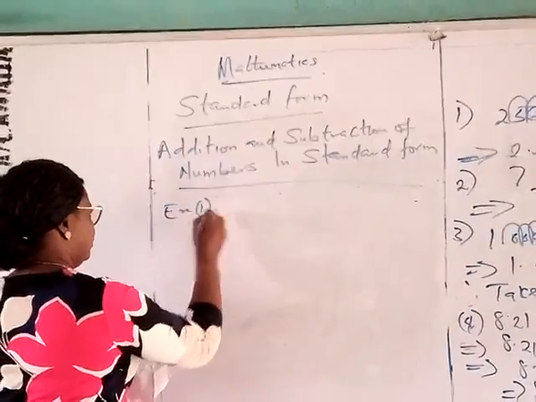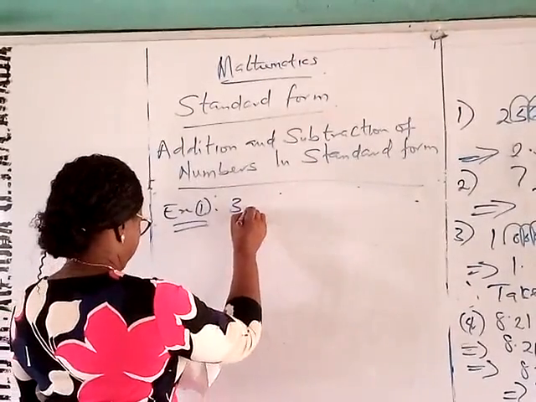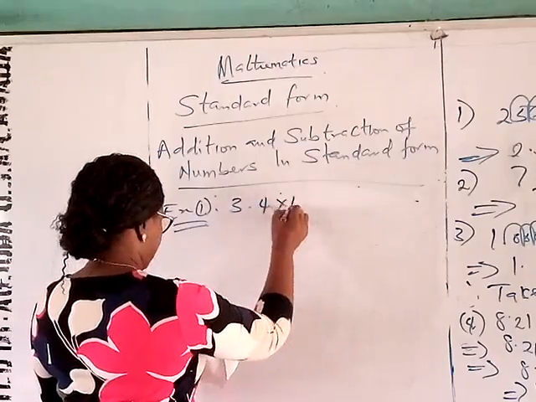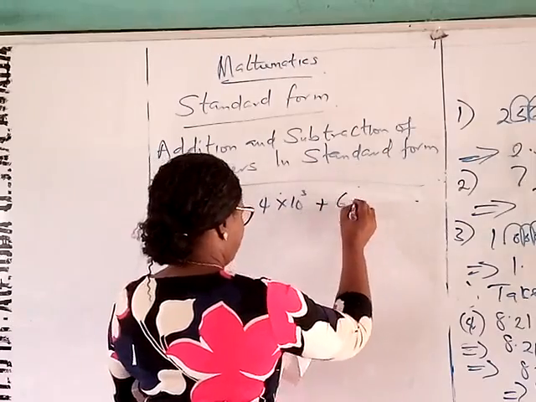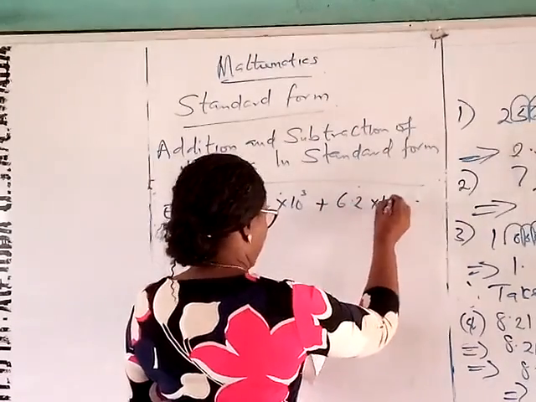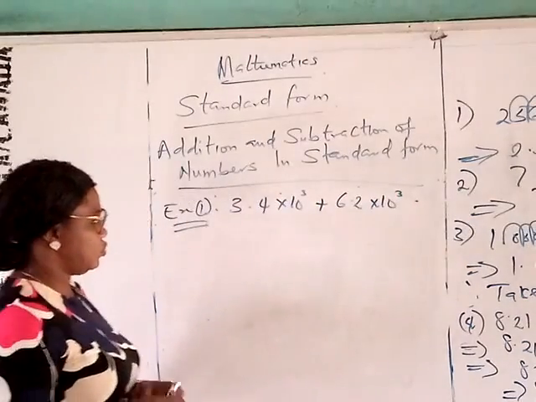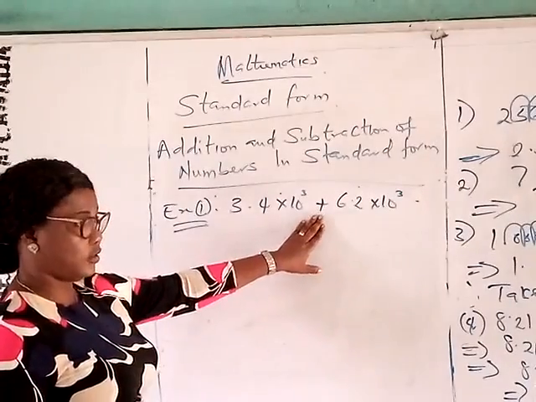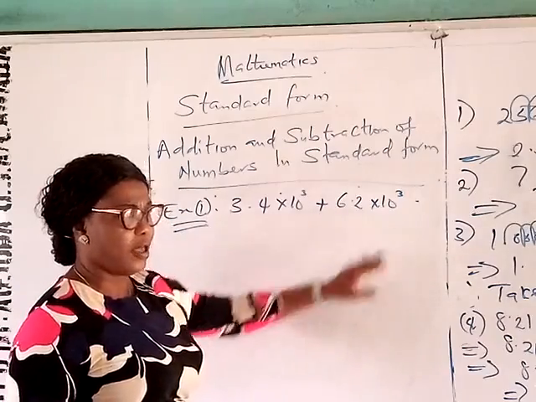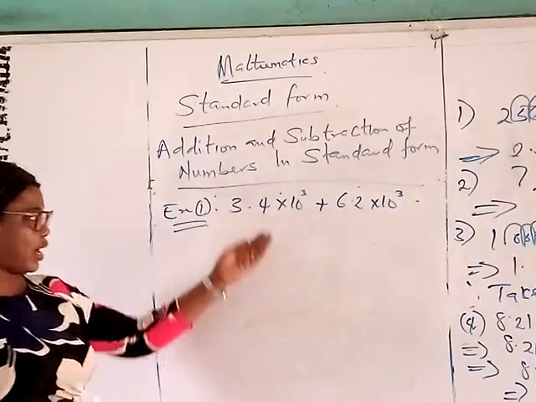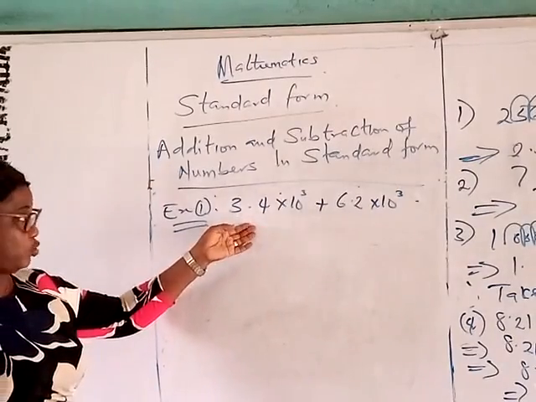Example 1. You have 3.4 times 10 raised to the power 3 plus 6.2 times 10 raised to the power 3. Now, if you look at this problem, you see that we have plus there. This is a number in standard form and another one in standard form. There are two ways, two methods through which we can handle this.